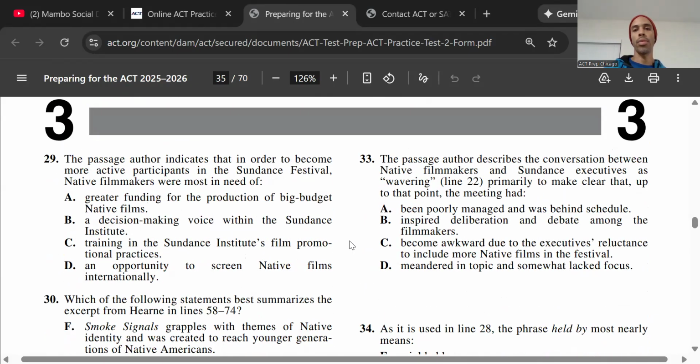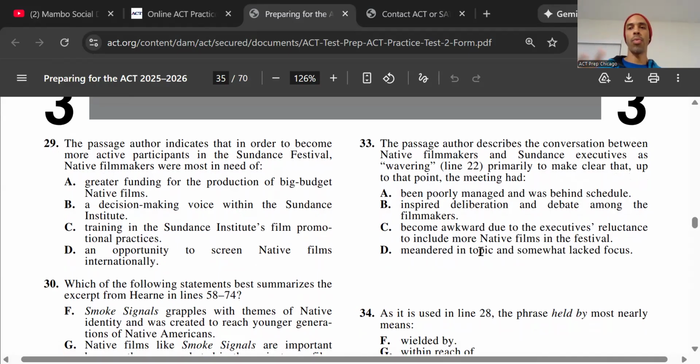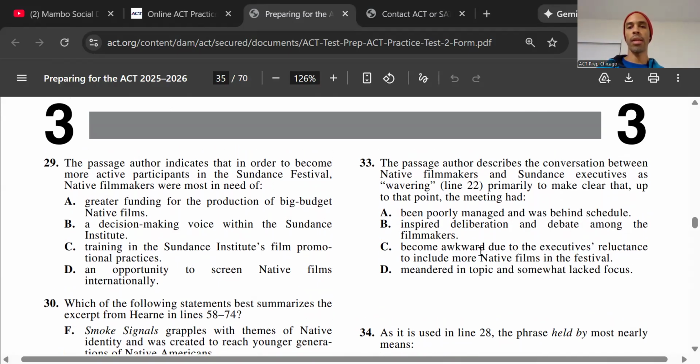All right. Question 33: the passage author describes the conversation between Native filmmakers and Sundance executives as wavering primarily to make clear that up to that point, the meeting had been poorly managed and was behind schedule, inspired deliberation and debate among them. Or it became awkward because executives were reluctant to include more than influence, or it meandered in topic and somewhat lacked focus. That's what they said, right? It was all over the place, kind of. That's how she was describing it. It meandered in topic, meaning it kind of wandered in topic and somewhat lacked focus.